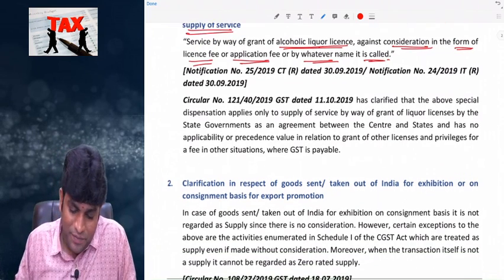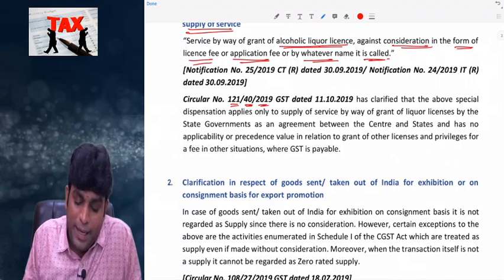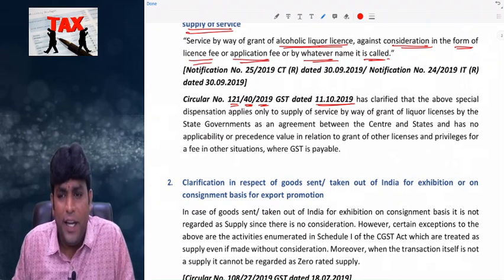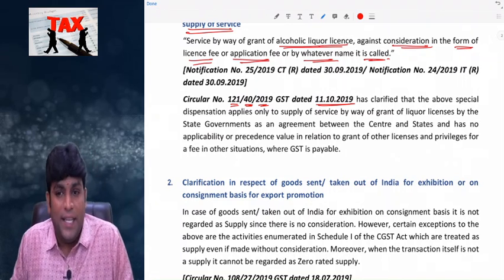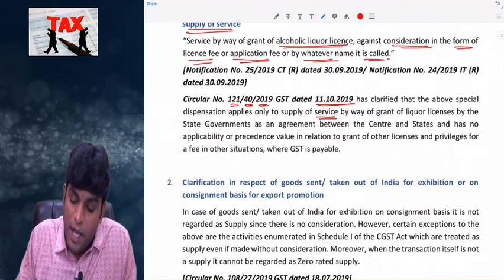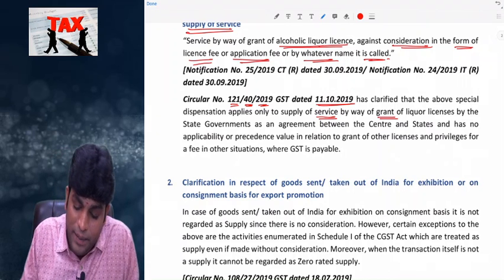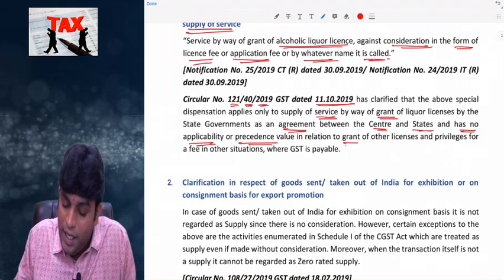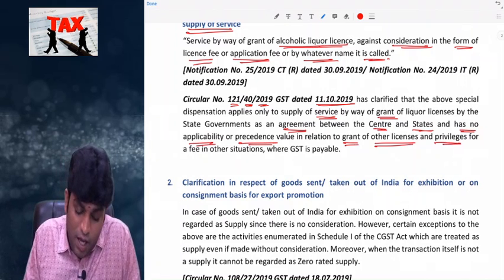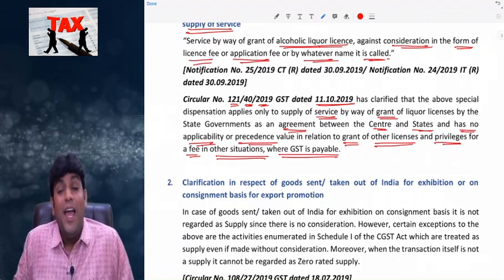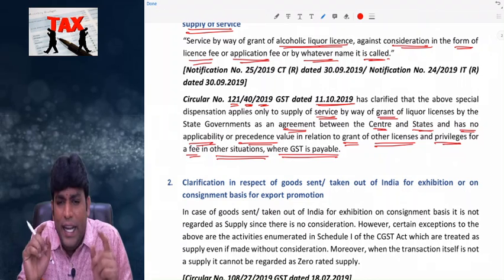Next line. Circular 121/40/2019-GST dated 11th October 2019 has clarified that the above special dispensation applies only to supply of service by way of grant of liquor licenses by the state government as an agreement between the centre and the state, and has no applicability or precedence value in relation to grant of other licenses and privileges for a fee in other situations where GST is payable. That means in case of any other licenses given by the state government, that is definitely taxable.